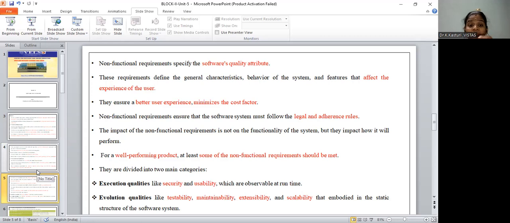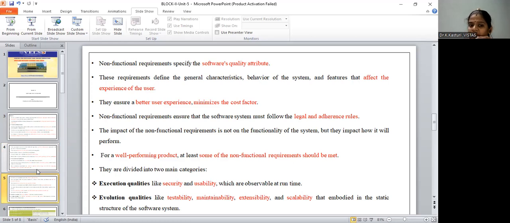They can be broadly divided into two categories. That is, non-functional requirements can be broadly divided into two main categories. They are execution qualities and evaluation qualities. How do we check the quality of execution? By security and usability, which can be observed at runtime.